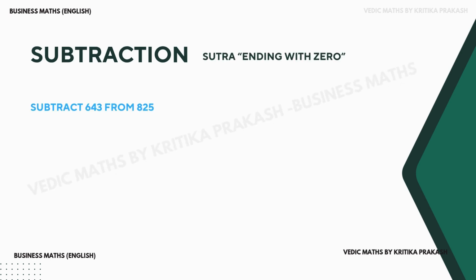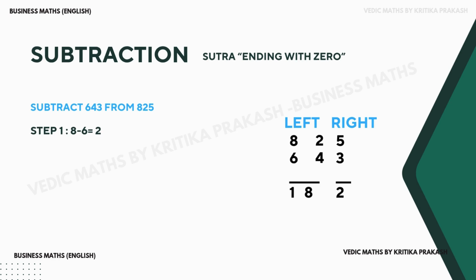Let's see the calculation of subtraction of 643 from 825. In step 1, again we would classify the values into left and right. We would subtract 8 minus 6, and we would get the answer 2. Adding 0 to it, we would add plus 2 minus 4 which gives us the value 18. Adding 0 to this particular step, adding 5 minus 3 gives us the final value 182.